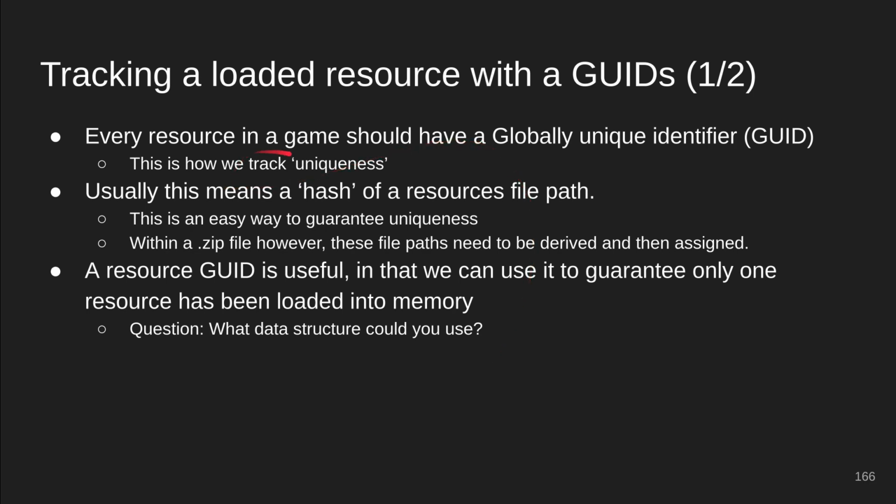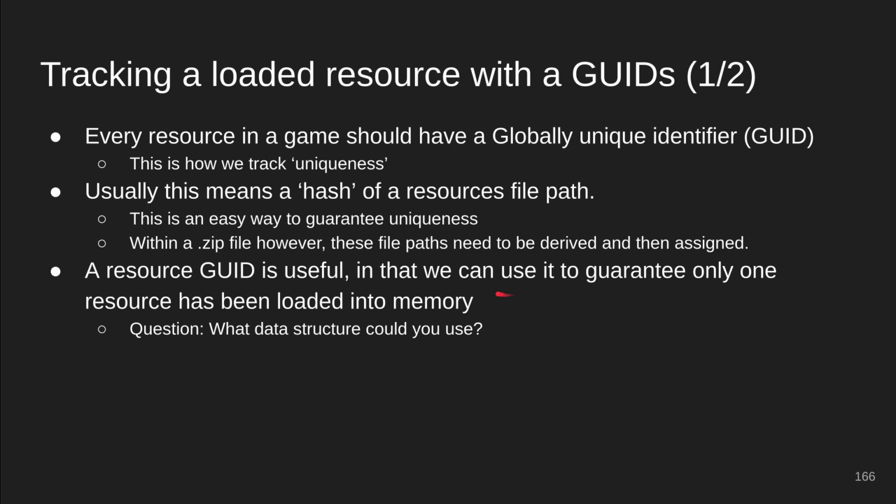So every resource in your game, you should have a globally unique identifier. It's sort of called a GUID. And that means it's just a way to have a unique ID, sort of like a social security number that tracks the uniqueness of an object. So usually this means you have a hash, or a great way to get this is just to have a hash of the resource file path, wherever you loaded it from, right? That's a great way to guarantee the uniqueness.